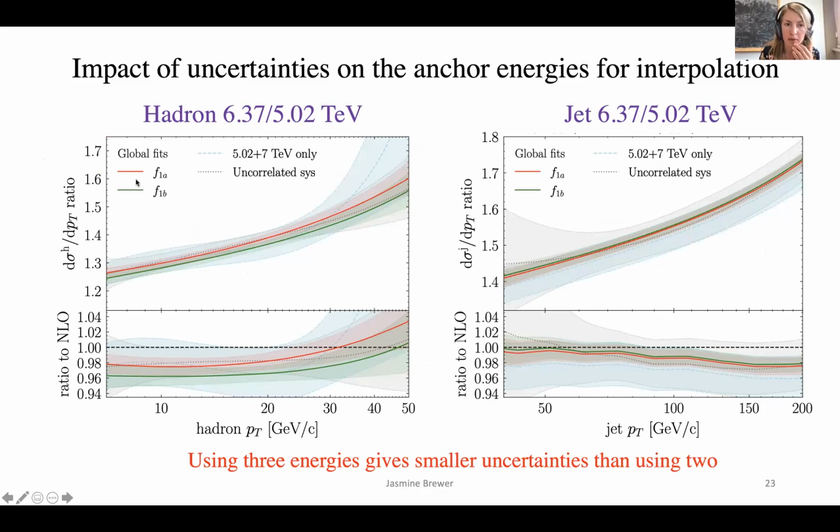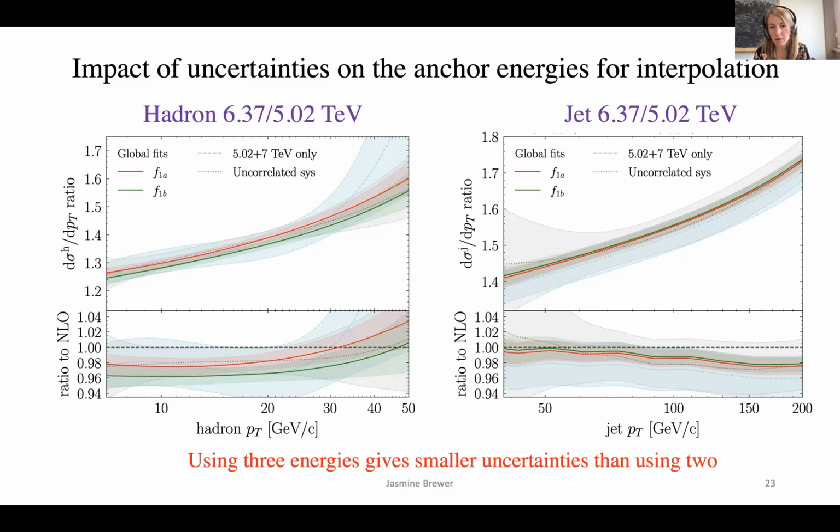So in red and green, we're showing these 2 different fit forms, assuming that you fully cancel the systematic uncertainties in the ratio, and also that you use all of these 3 energies, so 2.76, 5, and 7 TeV. And what you see is that even if all of the systematics cancel and you use all 3 of these energies, you still get relatively significant uncertainties coming from the statistical uncertainties, especially at high pT. Particularly in the hadron spectra.